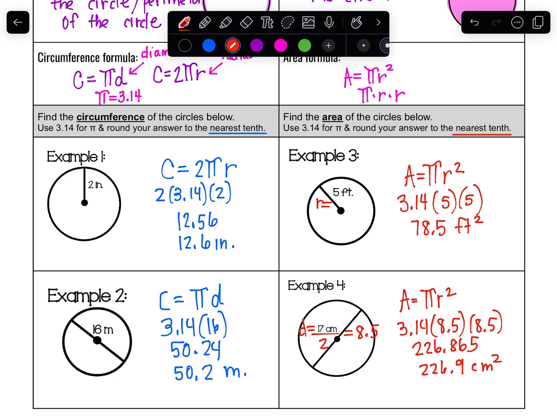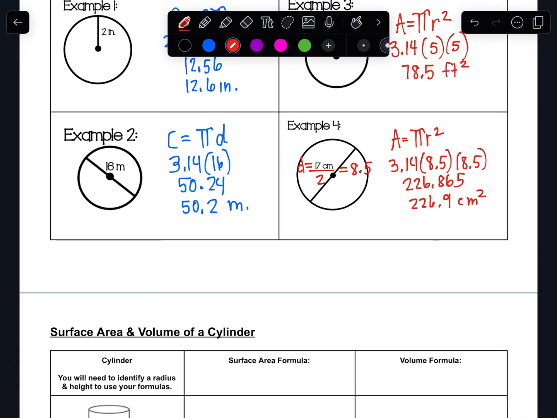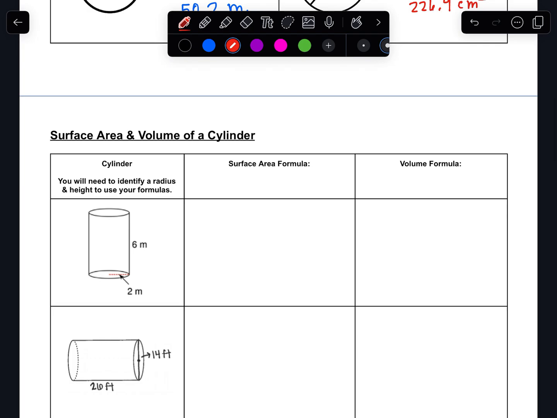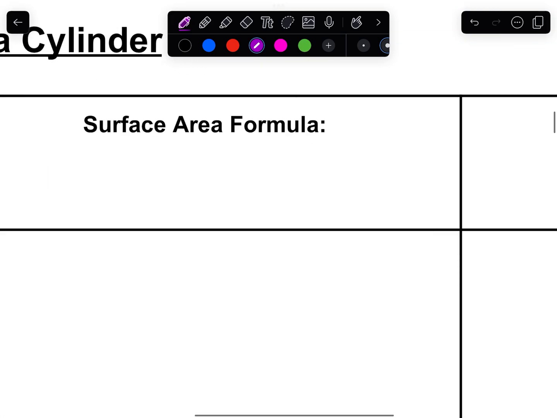And we're going to move on pretty quickly here, and talk about surface area and volume. I actually think surface area and volume of cylinders is a little easier than prisms. The two formulas are actually a lot nicer. Surface area is still a little more complex, so let's write those in.